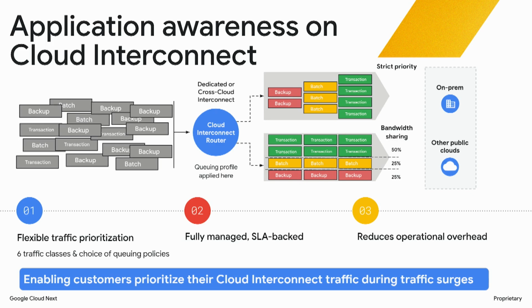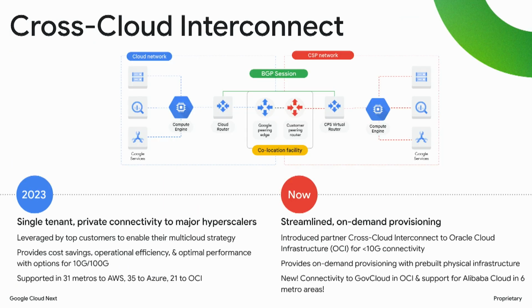This is SLA backed, obviously, on the interconnect and enables very granular control of the interconnect bandwidth such that customers can control their application flows, look at top talkers, optimize their infrastructure, even during traffic surges, etc. A few of our customers are using this capability to bring critical workloads into Google Cloud.